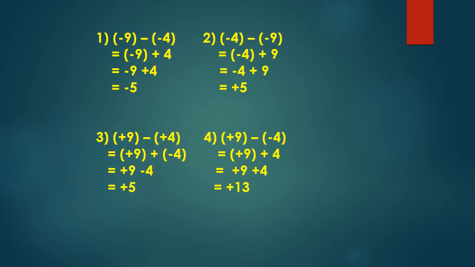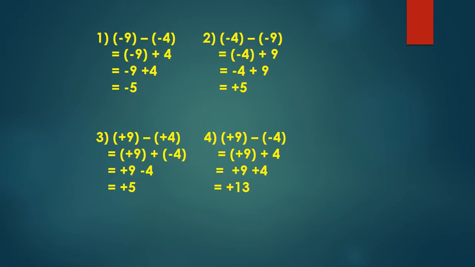By following these rules, we can solve the sums. In the first sum, minus 9 minus minus 4. So both the numbers are negative. Okay, so minus 9 minus minus 4, and the sign outside the bracket is also minus. So minus minus becomes a plus. So minus 9 plus 4. So 9 minus 4 is 5, and in the answer we give the larger integer's sign, that is the minus sign.